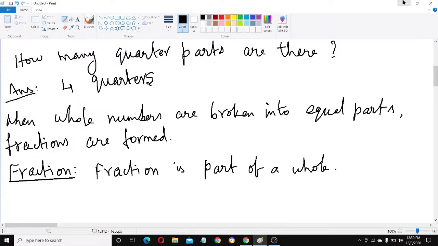In the second figure, the circle is divided into four equal parts. Each part is a quarter. How do we write it in fraction form? 1 by 4. So a fraction is part of a whole. What is a fraction? A fraction is part of a whole.